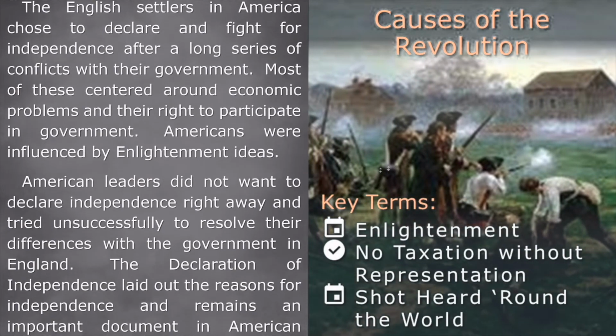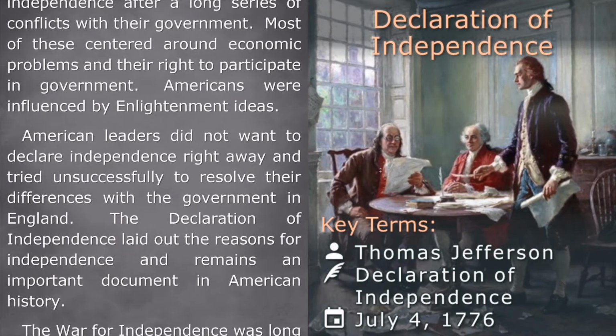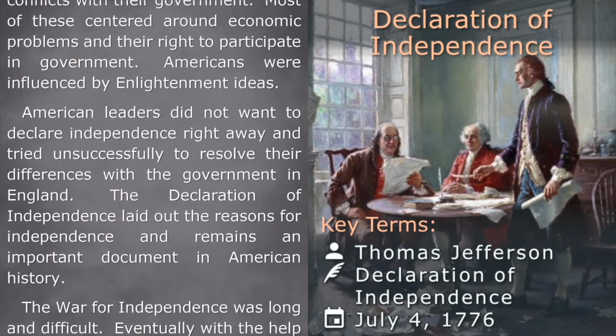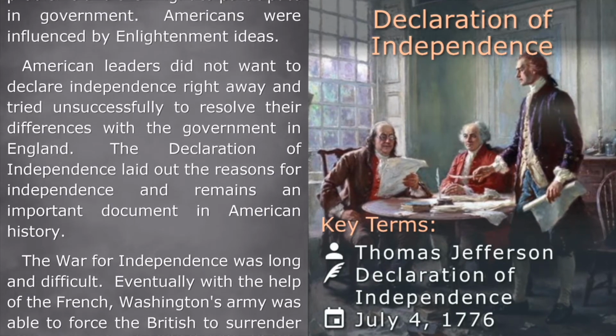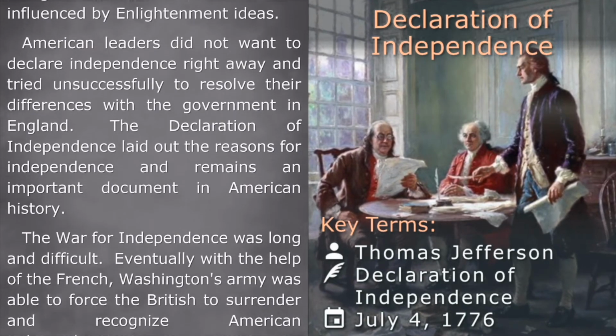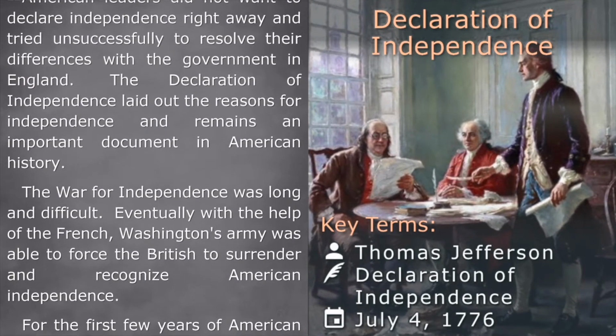Americans were influenced by Enlightenment ideas. American leaders did not want to declare independence right away and tried unsuccessfully to resolve their differences with the government in England. The Declaration of Independence laid out the reasons for independence and remains an important document in American history.